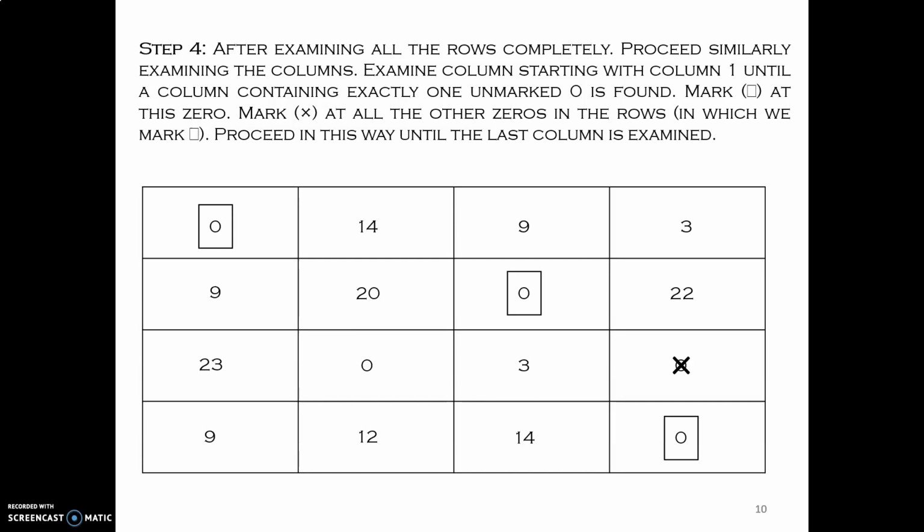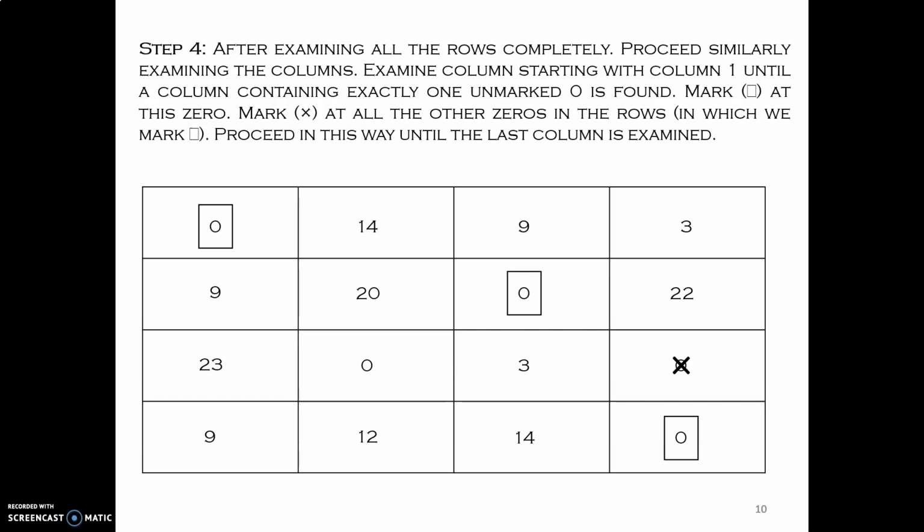So for that I have written again, after examining all the rows completely, please proceed similarly, examining the columns. Examine columns starting with column 1 until a column containing exactly one unmarked zero is found. Mark a square at this zero, and mark a cross at all the zeros in the rows in which we have marked a square, right? Proceed in this way until the last column is examined.